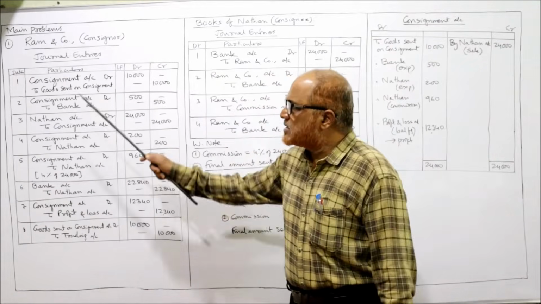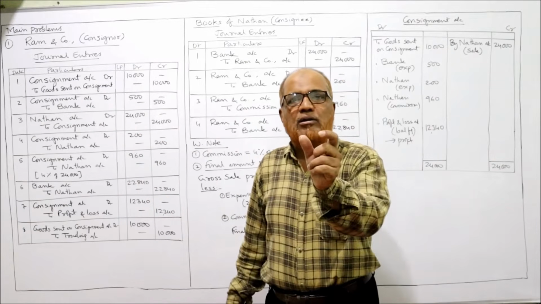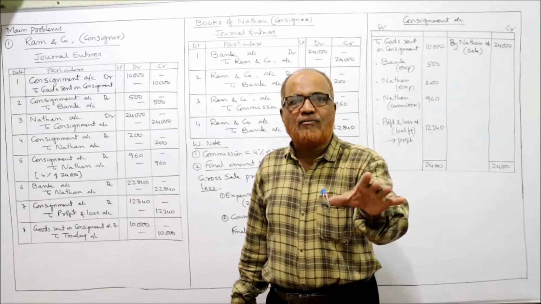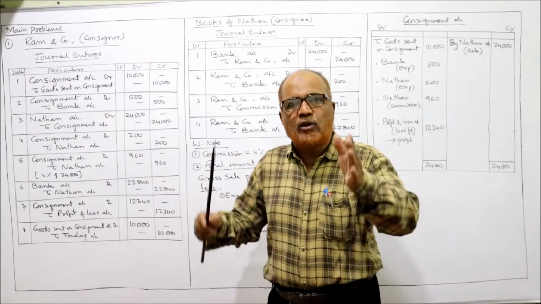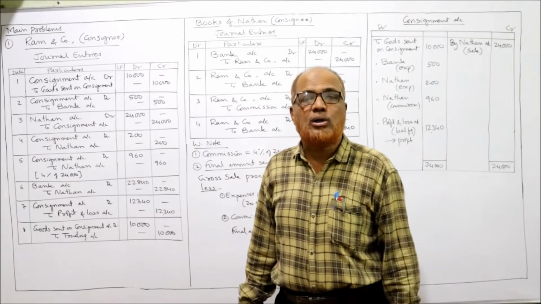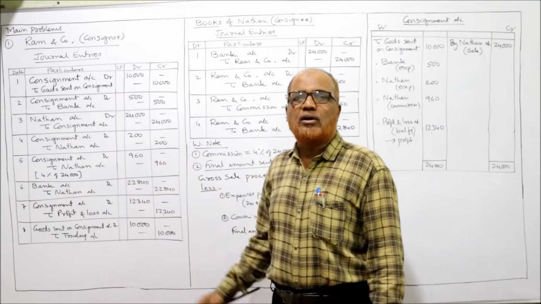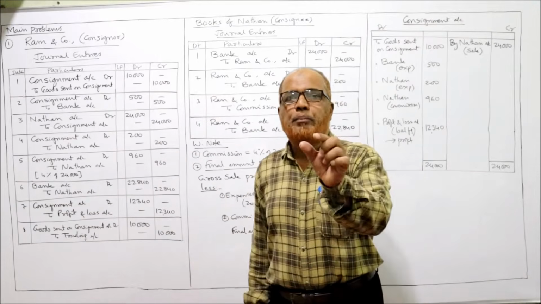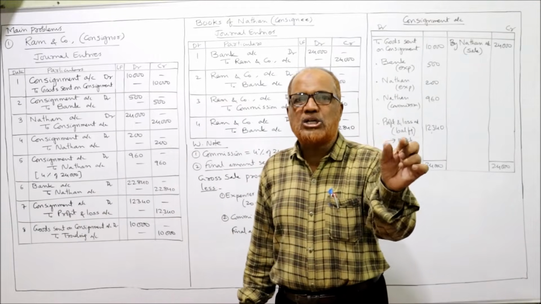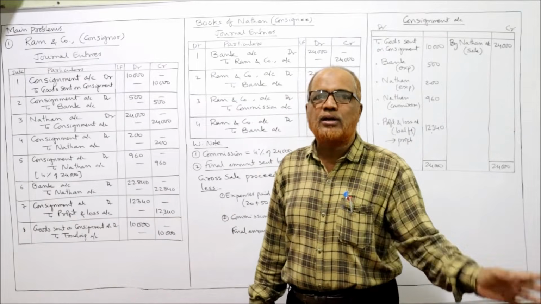So when I explain this entry, I'm immediately explaining the narration. Just write down the narration somewhere in the notebook. Later on when you copy down the solution, along with the solution you should write down the narration also. It is compulsory. So consignment account debit to goods sent on consignment. Here narration: being the goods sent on consignment.